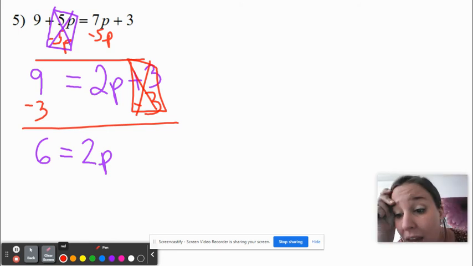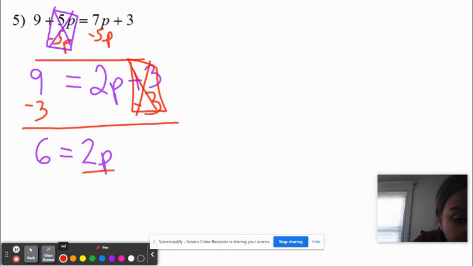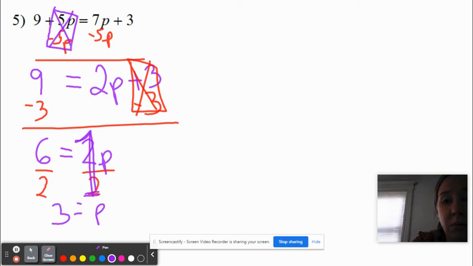So 2 times p, you divide by 2. This is a giant 1 now, right? Because 2 divided by 2 is 1. So 1p. But really, when you type it in, just put 3.